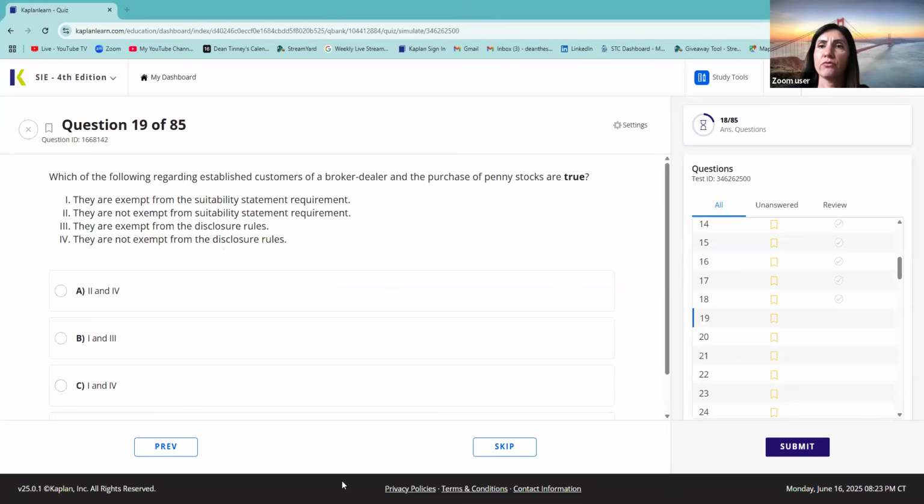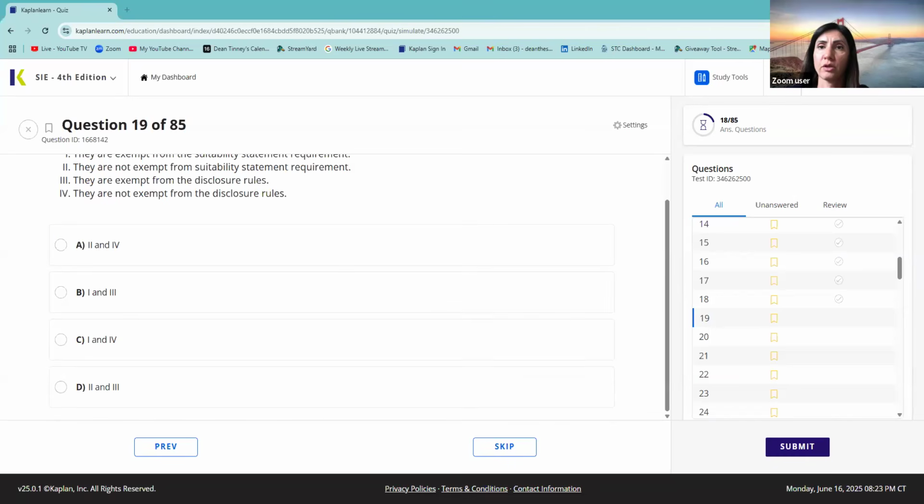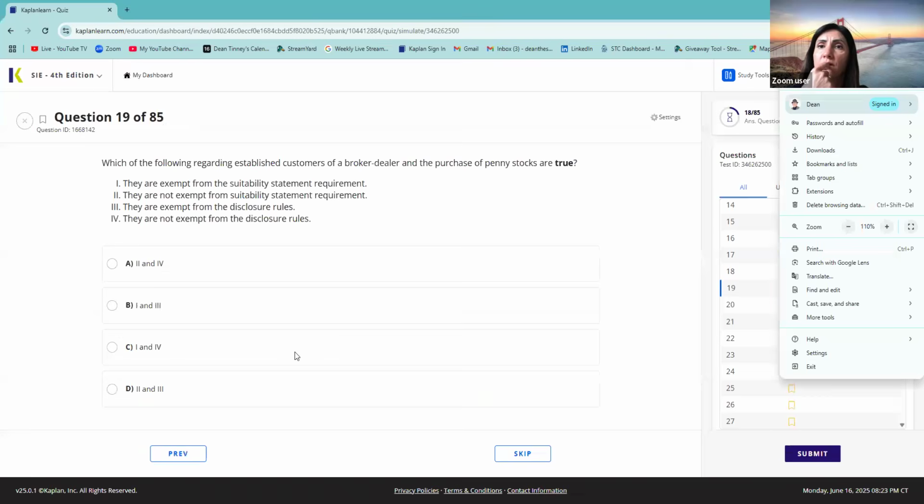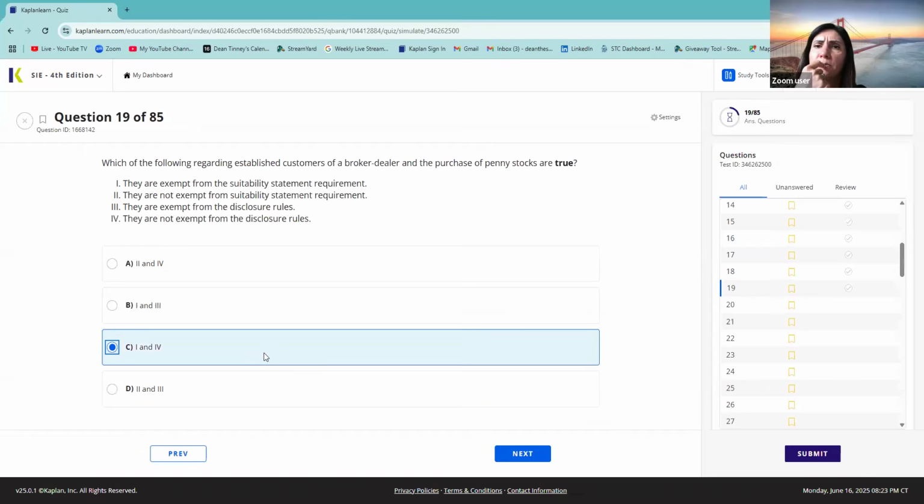So they are exempt from the suitability statement requirement. I think that's true. They are not exempt. That's not true. They are exempt from disclosure rules. I think that's true too. And they are not exempt. So 1 and 3. 1 and 4. You said it correctly.